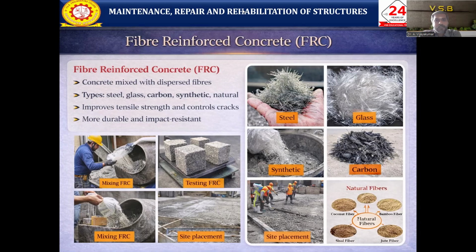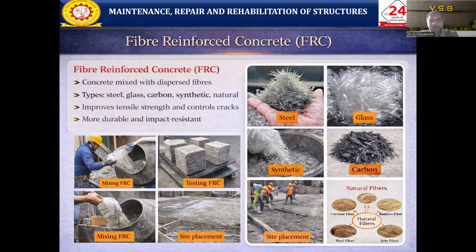What do we mean by different types of fiber? We can use steel fiber, glass fiber, synthetic fiber, carbon fiber, and different types of natural fiber are also available. So during the manufacturing of the concrete, we can use different types of fiber based on the requirement. Why do we use this type of fiber? To improve the tensile strength and control cracks. Even micro cracks can be controlled using different types of fiber. It is more durable and more impact resistant.